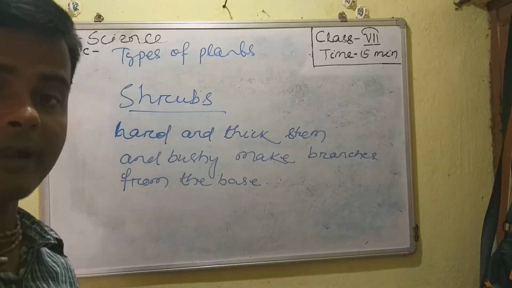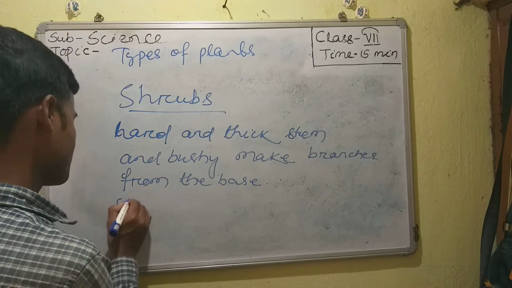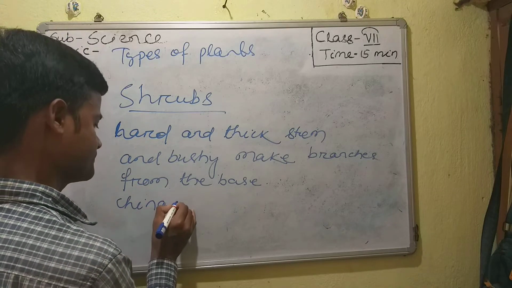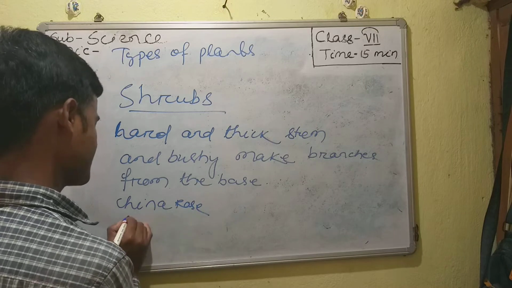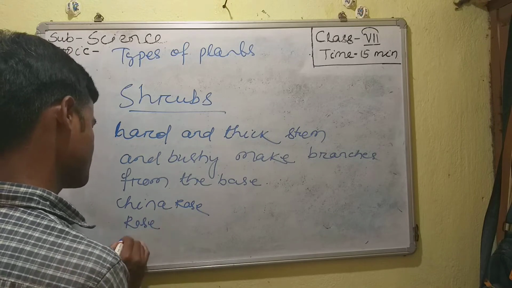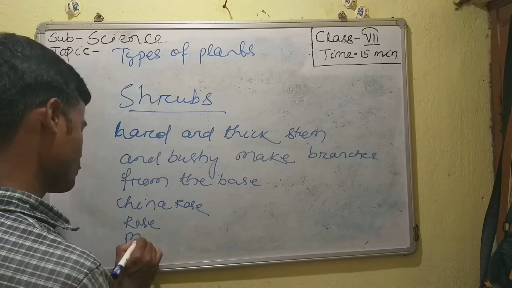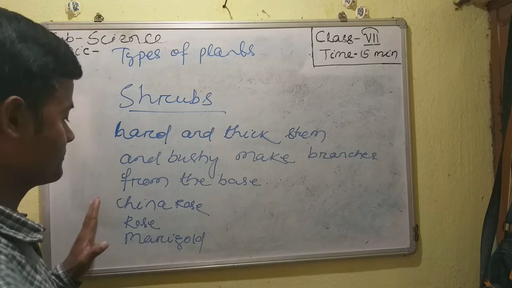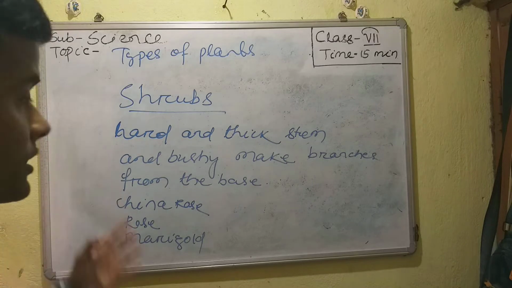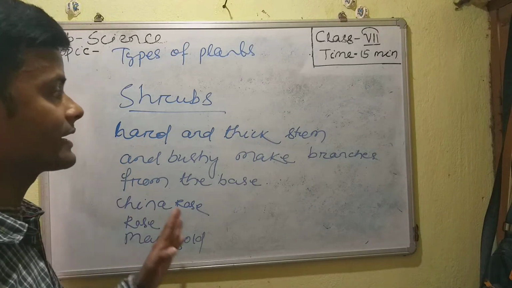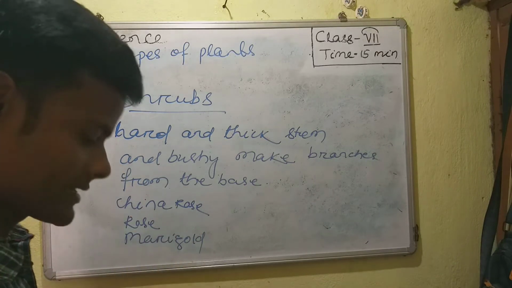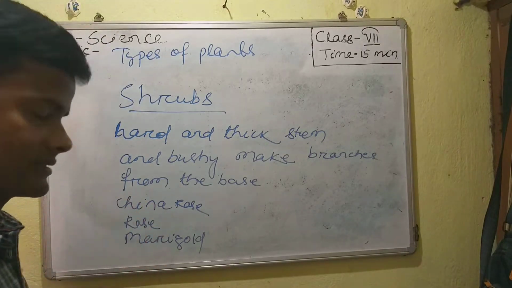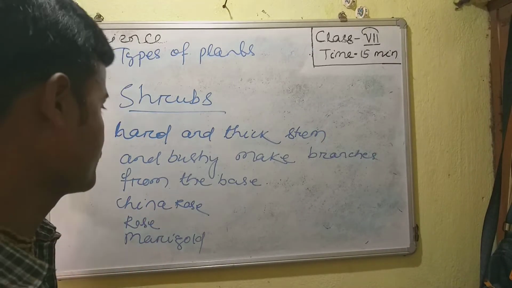You can take a number of examples. There are countless plants in your surroundings. China rose, right? Marigold. These are the plants that are called shrubs. These plants have hard and thick stems and are bushy, and make branches from the base, right? So then comes trees.